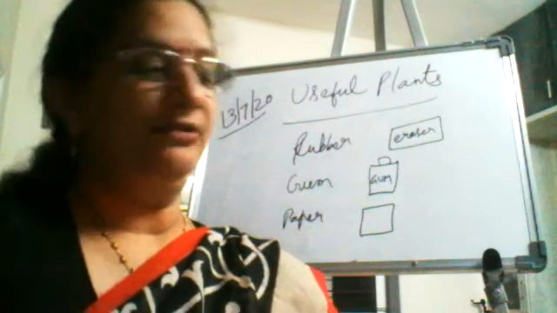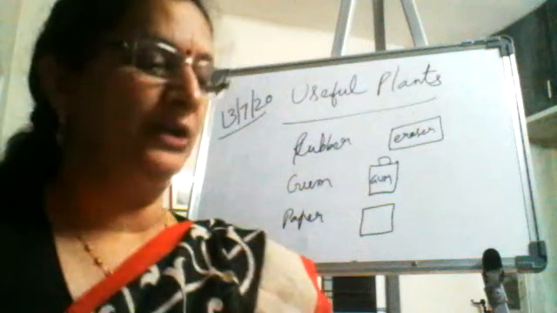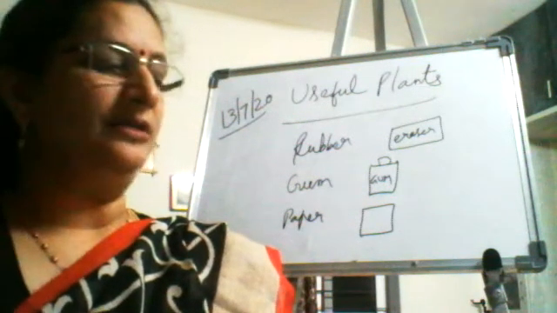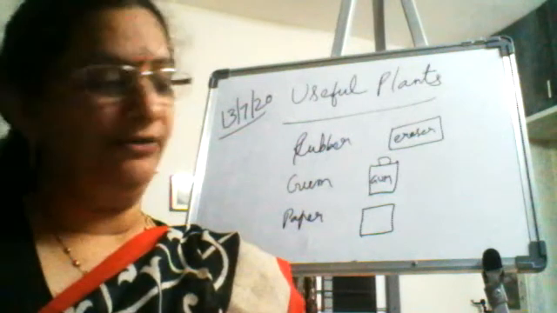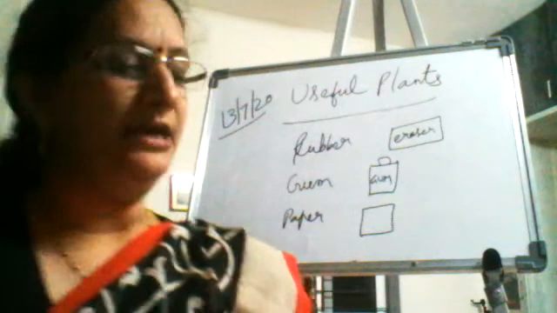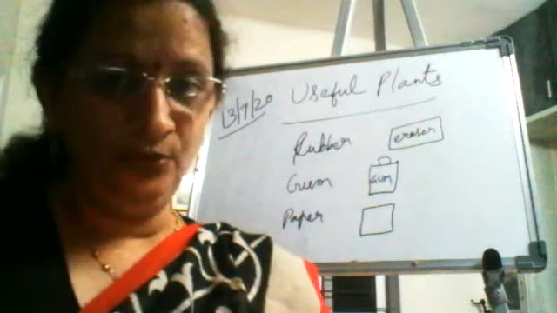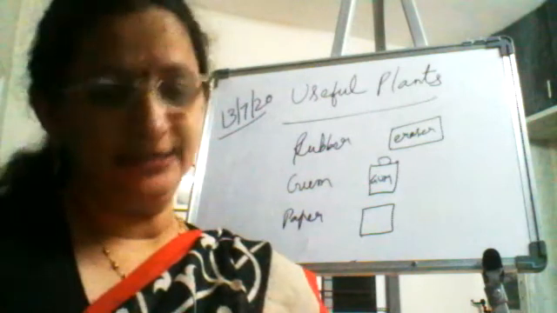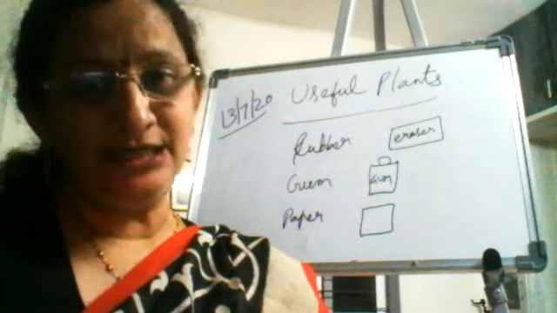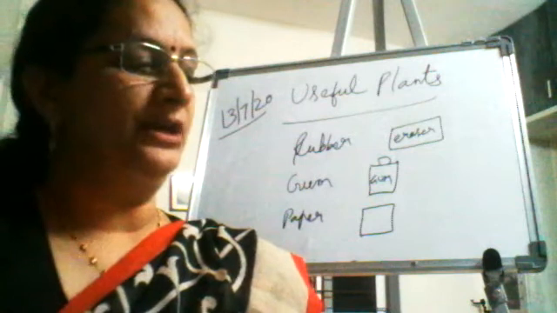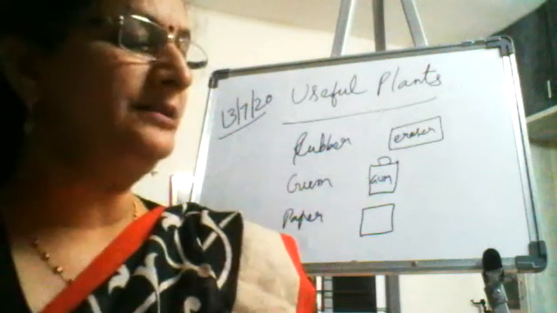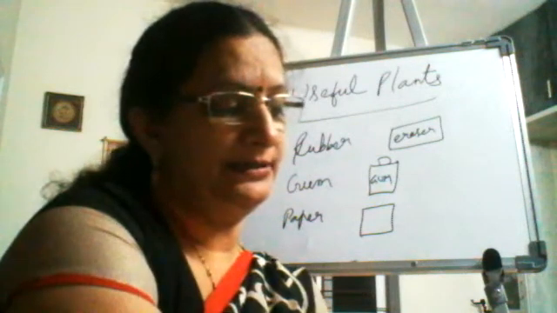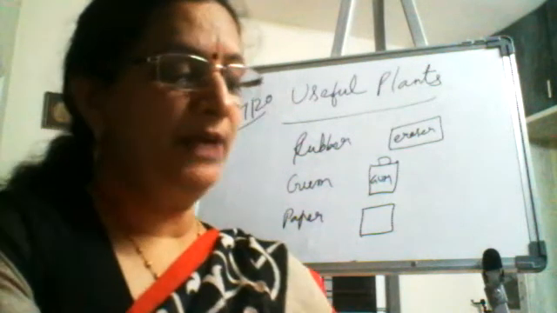What are they? Vegetables, fruits, food grains, pulses, nuts, sugar, tea, coffee. Very good. Let us repeat once again. Vegetables, fruits, food grains, pulses, nuts, sugar, tea, coffee. Very good. Now read the third sentence. Plants give us medicine. So let's underline the word medicines.